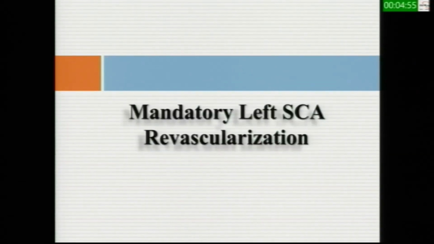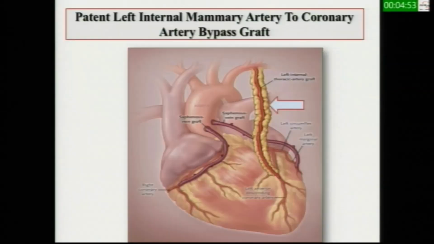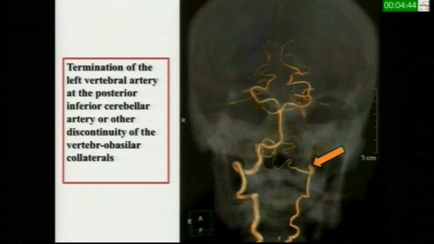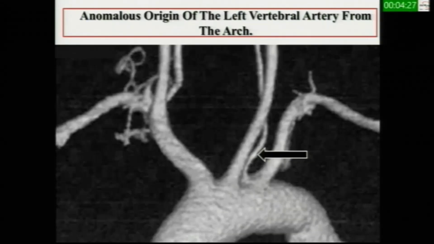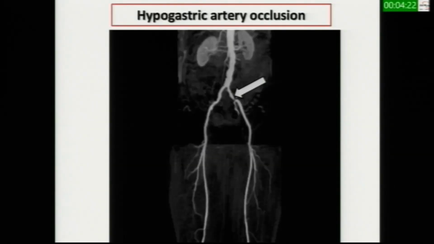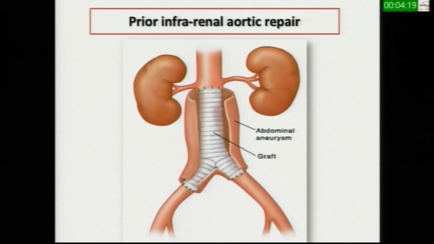But in some cases, it's very important to revascularize the subclavian artery, like when we have a patent left internal mammary artery to a coronary artery bypass graft, or when we have a termination of the left vertebral artery at the posterior inferior cerebellar artery, or other discontinuity of the vertebrobasilar circulation. If we have an occluded, diminutive or absent right vertebral artery, or an anomalous origin of the left vertebral artery from the arch, or hypogastric occlusion or severe disease, or if the patient has a perirenal or infrarenal aortic repair.